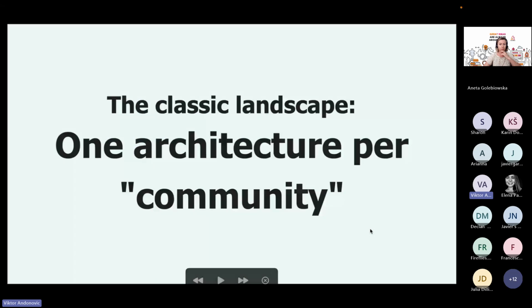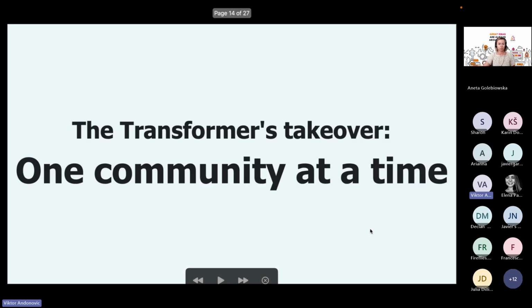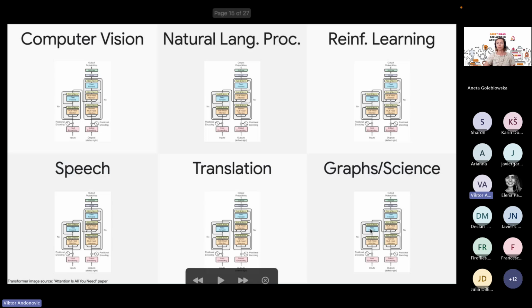Just a little bit of introduction to the generative AI field. The classic landscape in artificial intelligence was that we had one architecture of models per what's called a community. And here by community, I mean a type of problem. For example, computer vision, where we have images, or natural language processing, where we have sequences. A couple of years ago, we had different types of architecture of models for all of these communities. But after 2017, after what's known as the transformer architecture, all of those communities were replaced with one single architecture. And this is the transformer architecture.